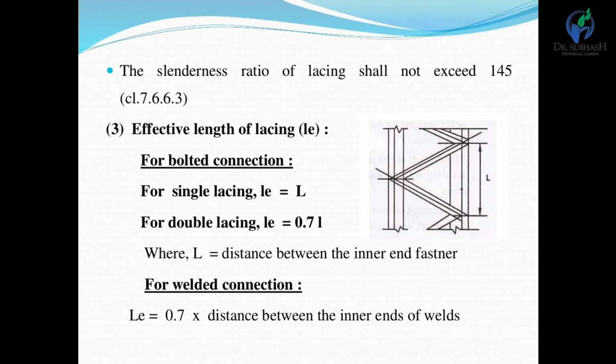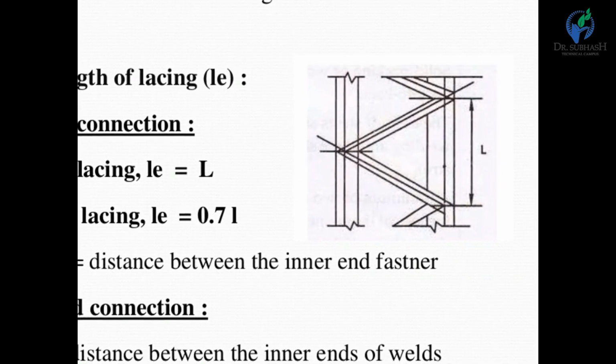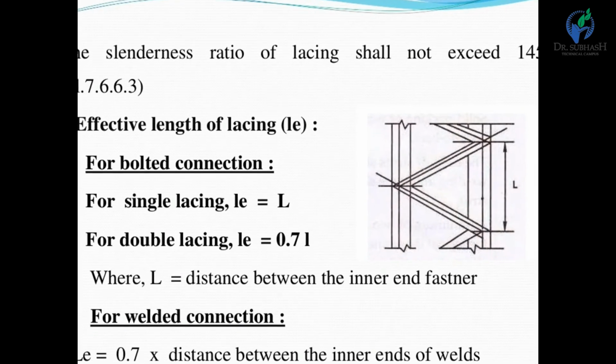Next one will be the effective length of lacing. First, we start with the effective length of lacing, denoted by LE. You can see the figure of L. The length between the two lacing centers, at the fasteners, is denoted by L.